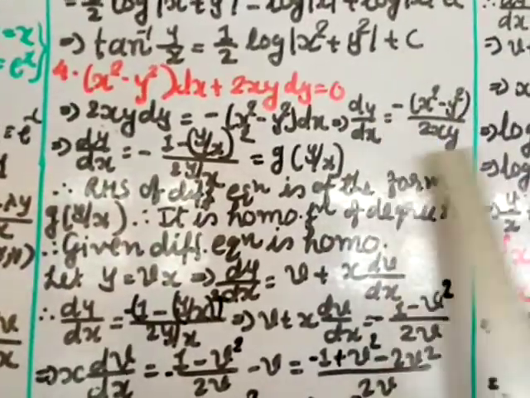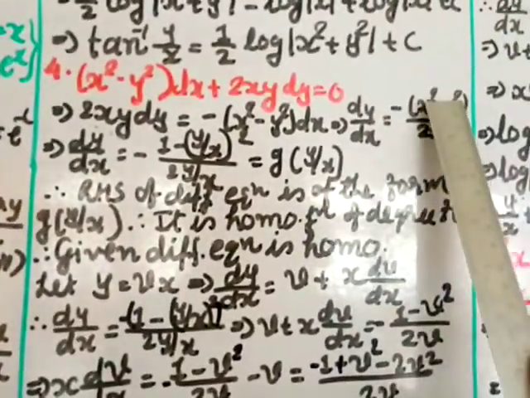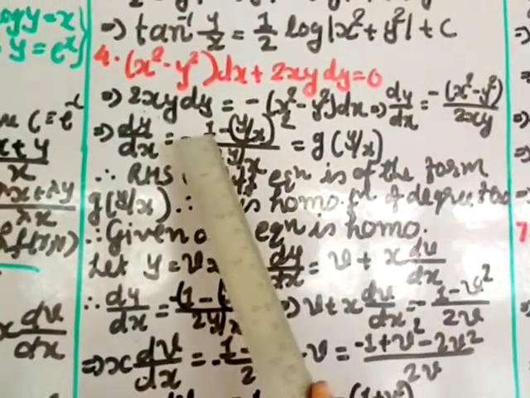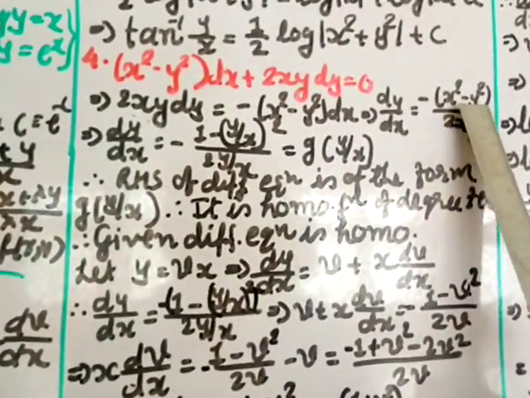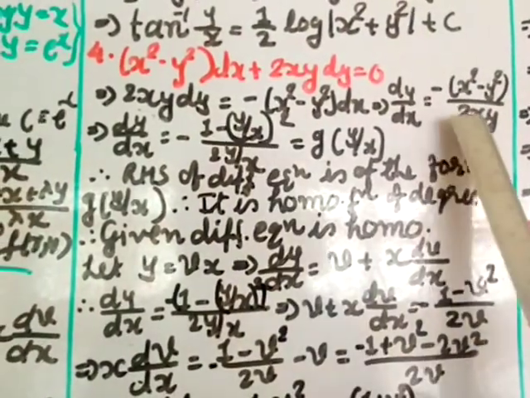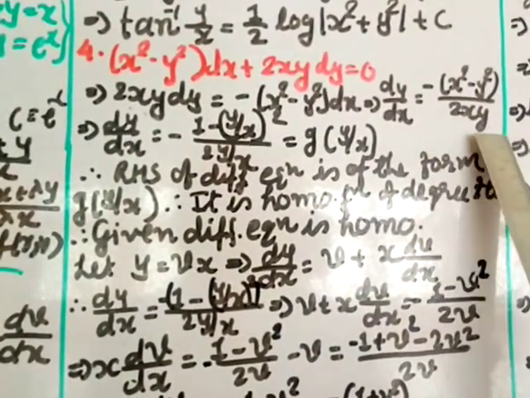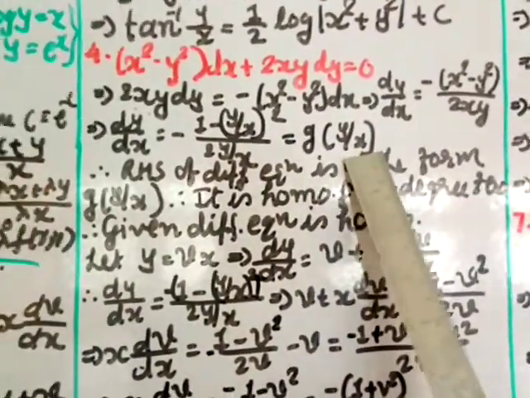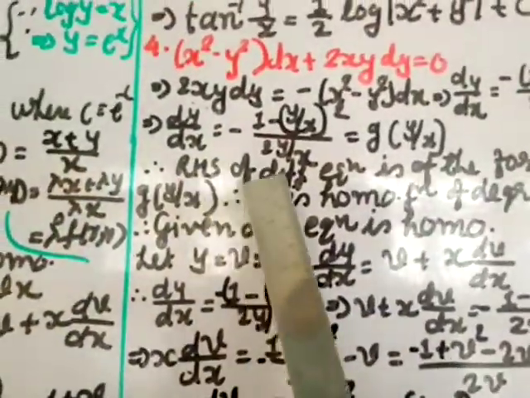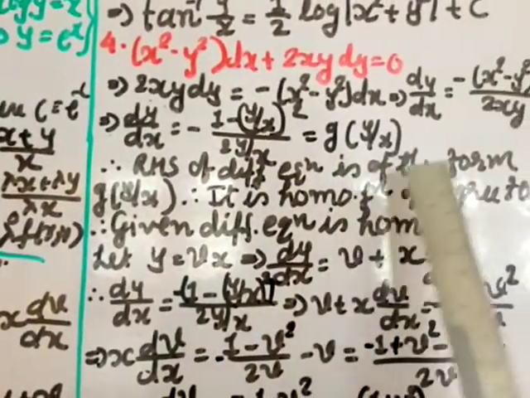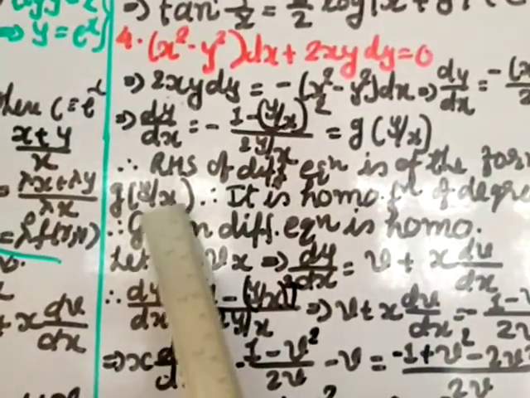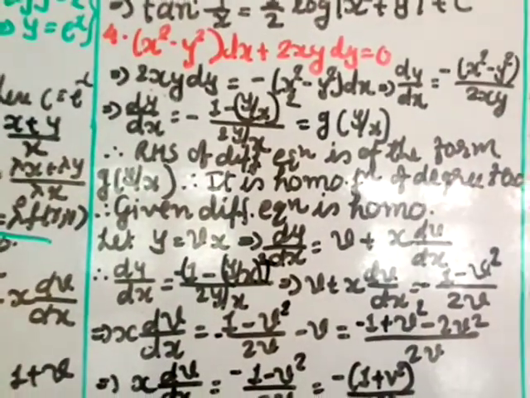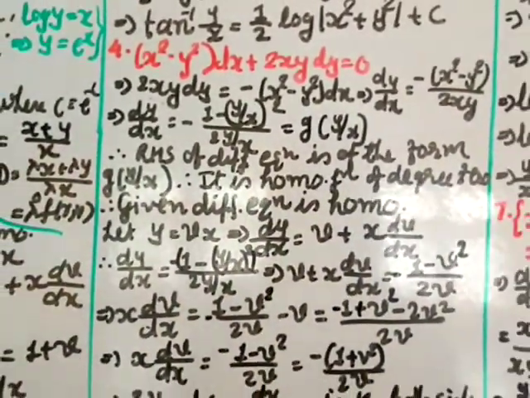Then I'll divide by x square, both numerator and denominator. So what I get is dy by dx equal to minus x square divided by x square, so 1 minus y square divided by x square, so y by x whole square, and 2 divided by x square means 1 x square remains y by x. Okay, now this is of the form g of y by x. So what we can say is, therefore, the right hand side of the differential equation is of the form g of y by x. Therefore it is a homogeneous differential equation of degree 0. Therefore the given differential equation is homogeneous.